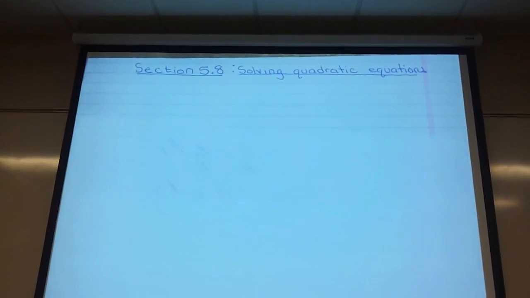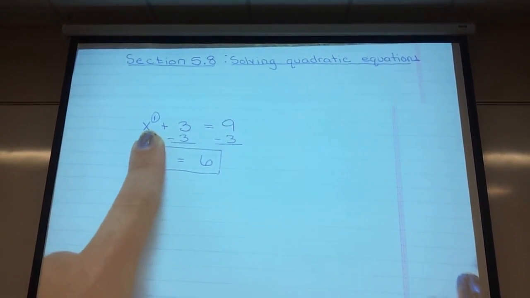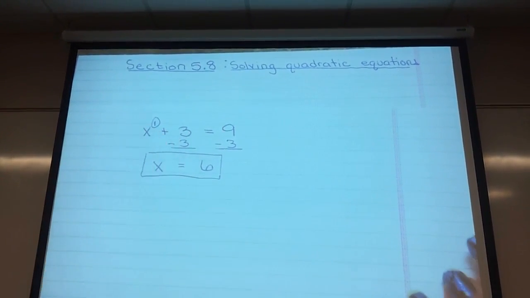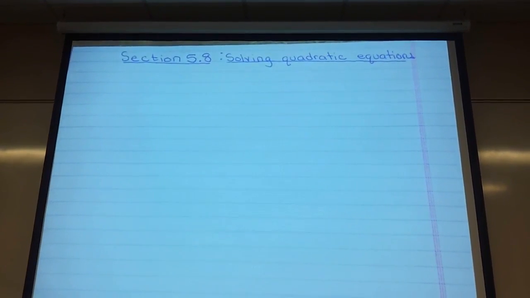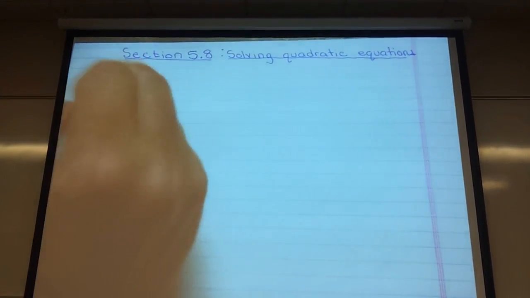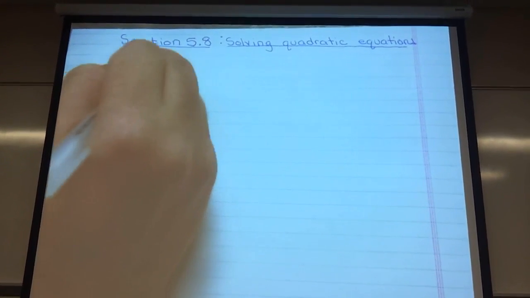When you had something like this back in chapter 3, we call this a linear equation. Linear just means you have x to the first. Quadratic means you have x to the second. So that's all the fancy word means. And let me give you some steps in solving these. You've got to know how to factor, that's the big step.